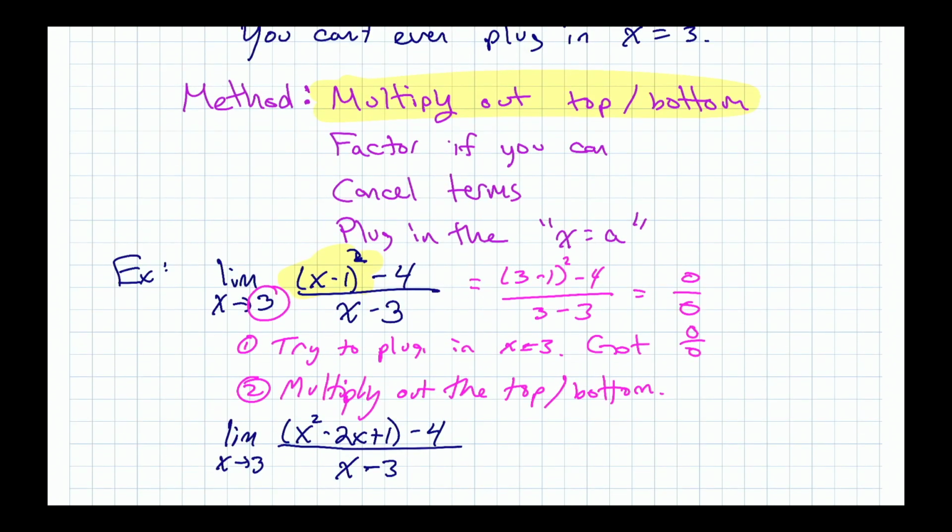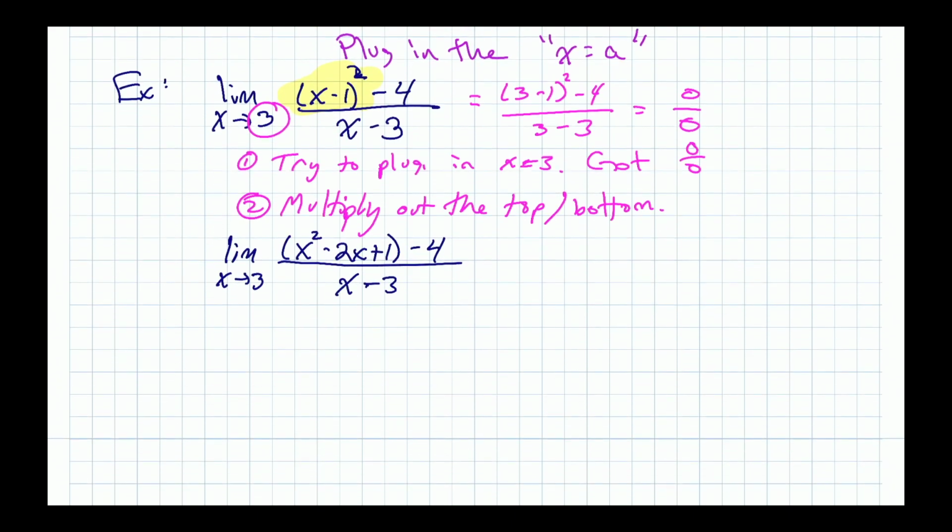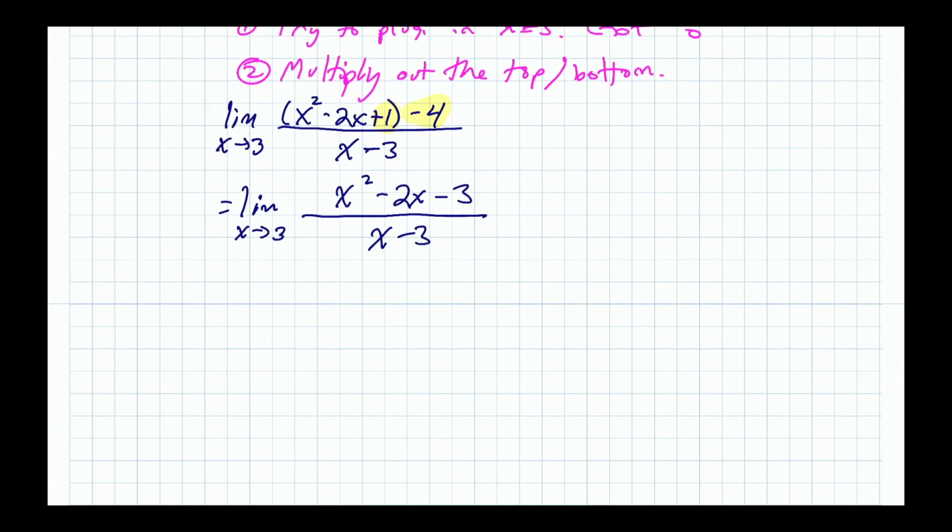Now, I say factor if you can for the next step. Yeah, we're going to do that. But before we do that, maybe we should just actually simplify a little bit here. Right? Because this has got a minus 4 and a plus 1. You can combine those and get x squared minus 2x minus 3 over x minus 3, like that. And now we can move on to our next step, which is going to be factor.